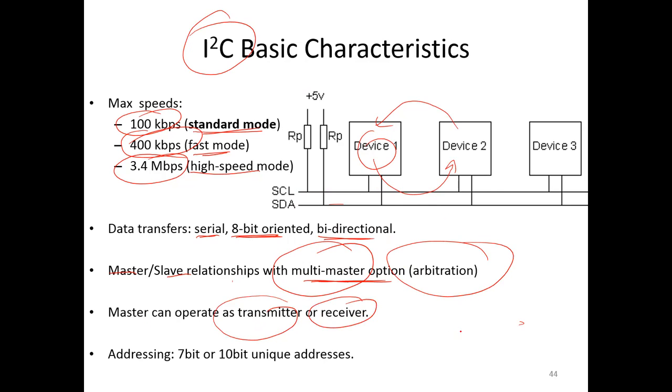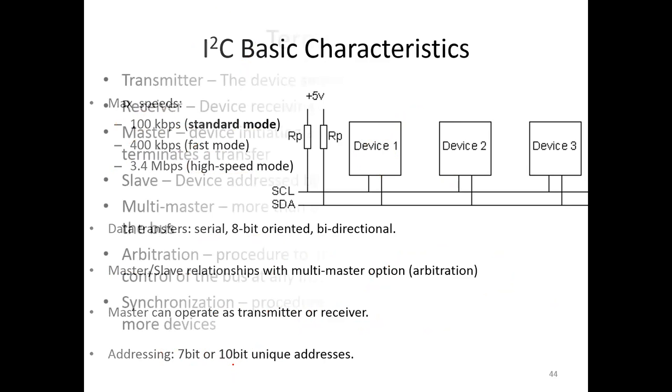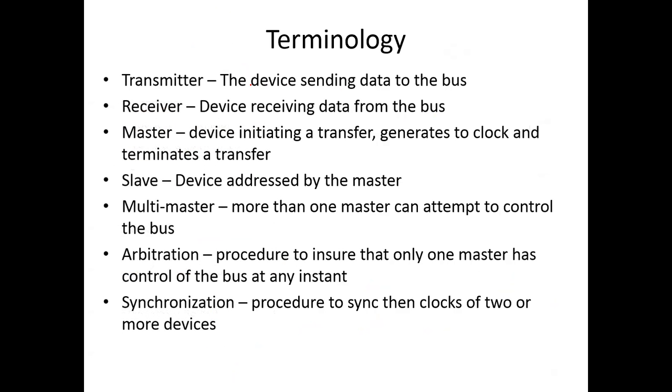And we have seen that we send the address and then we send the data. The address can be a 7-bit address or a 10-bit address. You see now the terminology. So we have the transmitter. The transmitter is the device that is sending the data to the bus. The receiver is the device that is receiving the data. The transmitter can be the master or the slave, and the receiver can also be the master or the slave.